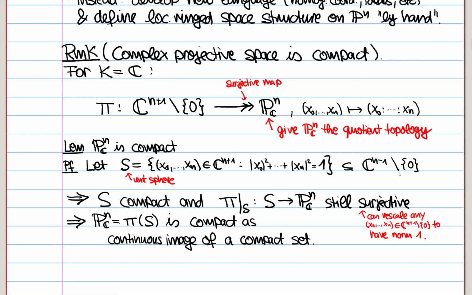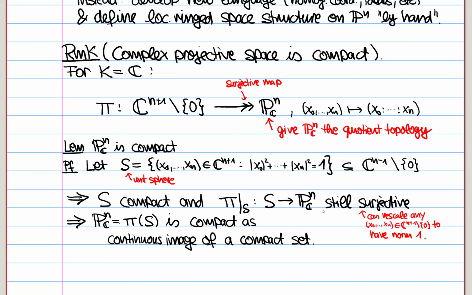And for that, you just observe that if you have any point inside the projective space given by some coordinates which don't necessarily have norm 1, you can always rescale them by some real number until they have norm 1. And then this corresponding rescaled vector is a pre-image of the element of Pn that you started with. So this is still surjective.